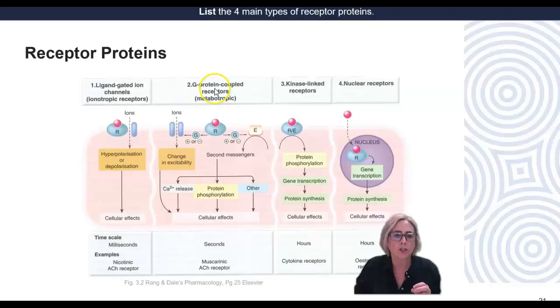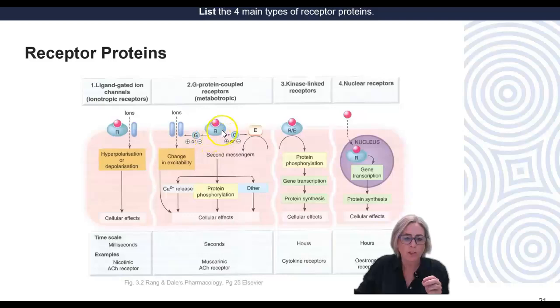The second one are these G protein coupled receptors, also known as metabotropic receptors. There's a couple of different things that can happen here. Again, we've got this cell surface receptor with our agonist binding, activating or reducing the effect of a G protein to have an effect there on an ion channel. Again, that will cause a change in excitability, which will lead to a cellular effect.